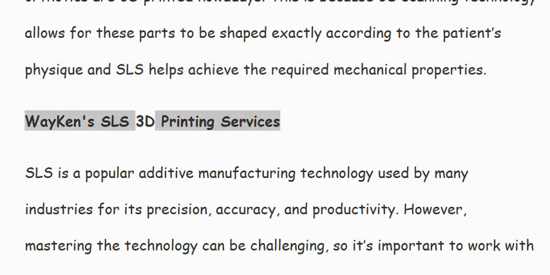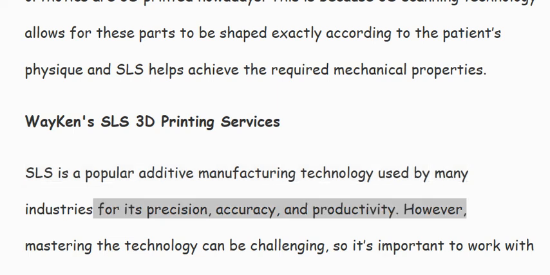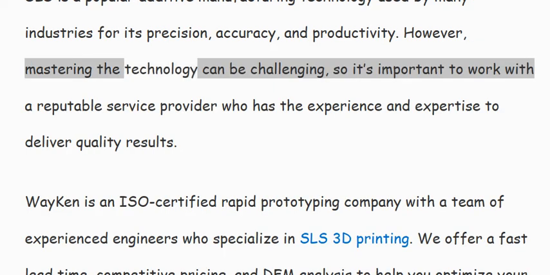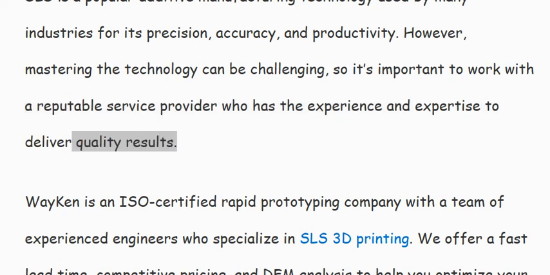Waken's SLS 3D printing services. SLS is a popular additive manufacturing technology used by many industries for its precision, accuracy, and productivity. However, mastering the technology can be challenging, so it's important to work with a reputable service provider who has the experience and expertise to deliver quality results.